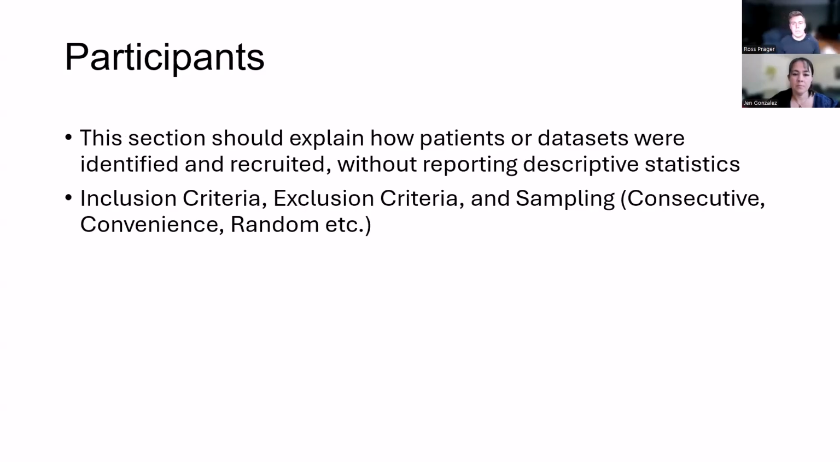All right, so setting, and then we go to participants. This should really include how patients or data sets, if they're not papers, were identified and recruited, but don't report statistics of it. Sometimes I see people put some data about the participants, like their age and sex. Save that for the results. We're talking about protocols, not manuscripts, so this isn't as applicable, but it's something in general.